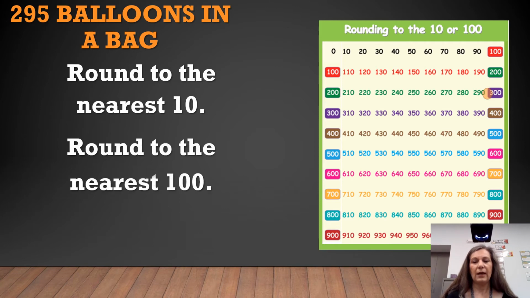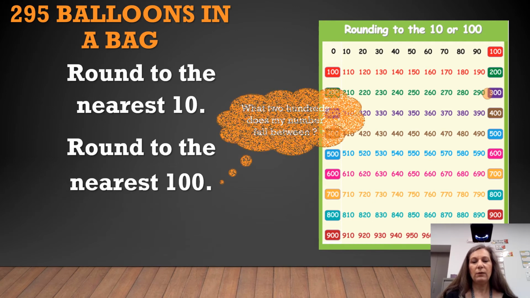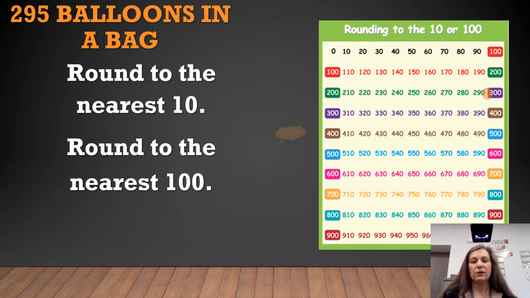The next thing we want to ask ourselves is to round to the nearest 100. So if we were going to round to the closest 100, we would see that the number falls between 200 and 300, which are on either end of our number chart. So if it's at 295, we know that 90 is past 50, and so we're going to round up to 300.